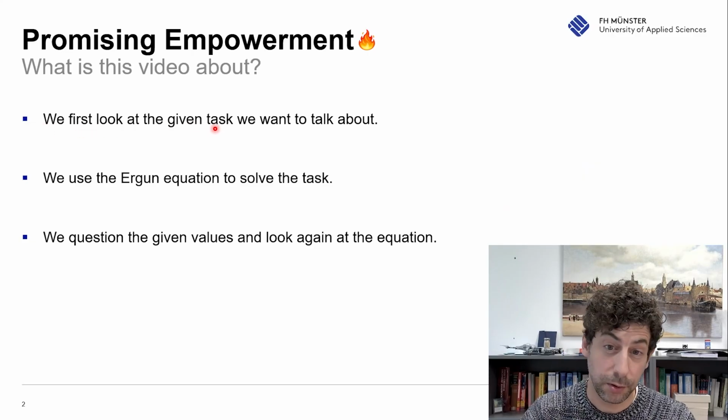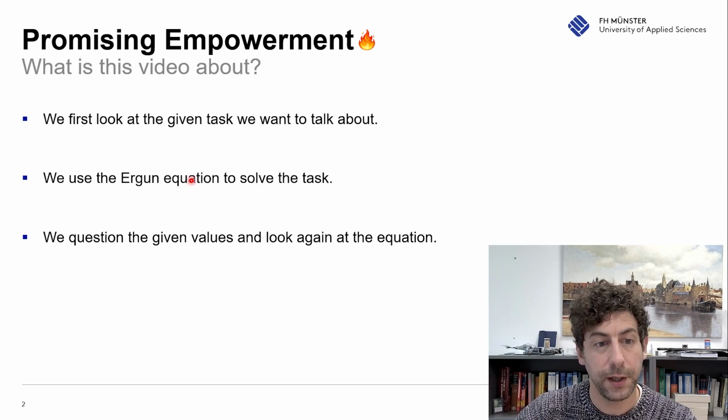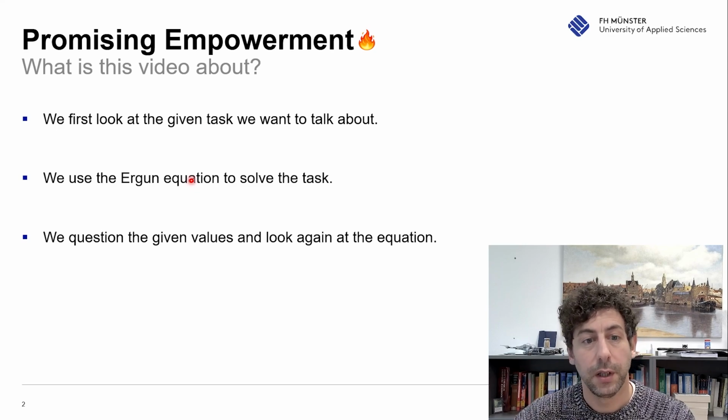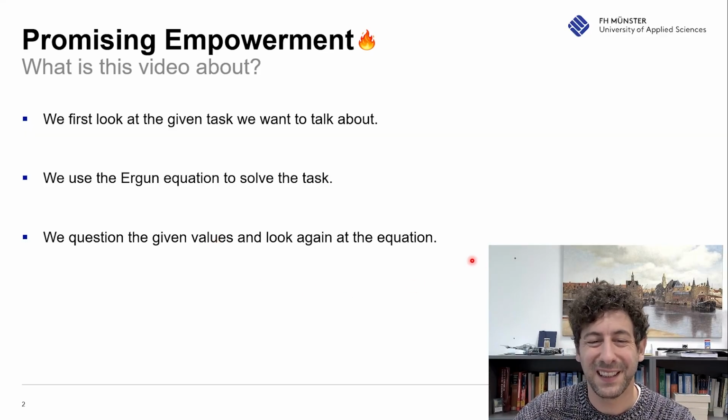So what do we want to talk about here? Then we use the Ergun equation, the equation you learned, to solve this task. And then we question the given values from multiple points of view and look again at the equation.